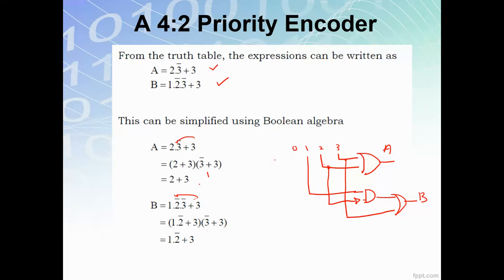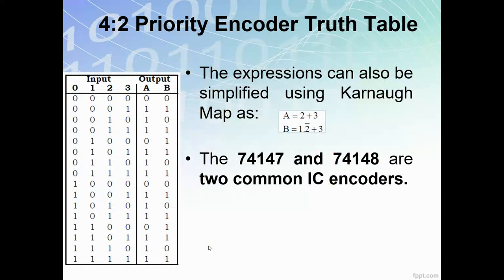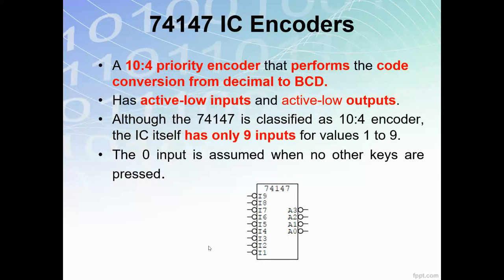Okay, this is how you draw the expressions, kalau dia minta logic circuit. This is the logic circuit dia. Okay, and then this is the expressions dia. Okay, so the priority encoder truth table, the expression can also be simplified using Karnaugh maps. Okay, you also can use Karnaugh maps.